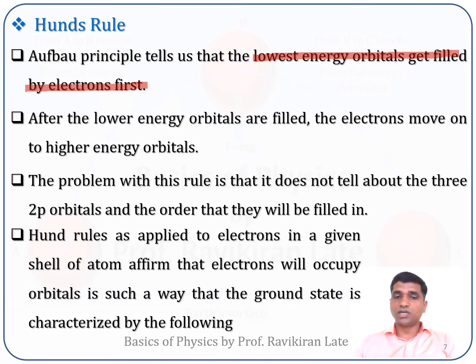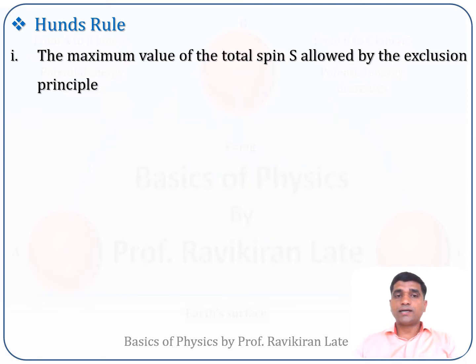For this purpose, Hund's rule is applicable. Hund's rule is applied to electrons in a given atom. It affirms that electrons will occupy the orbitals in such a way that the ground state is characterized by 4 different characteristics. What are those characteristics? Now we will discuss that. The first characteristic is that it will have a maximum spin, and it will have maximum orbital angular momentum.